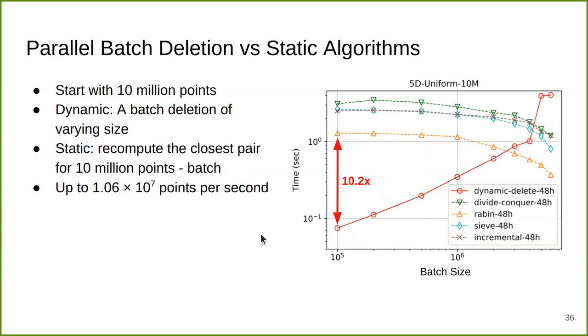We also did similar experiments for deletions, but we started with a bunch of points and removed one batch. And we observe a very similar trend. For a very wide range of batch sizes, it's much more advantageous to use our parallel batch dynamic data structure.